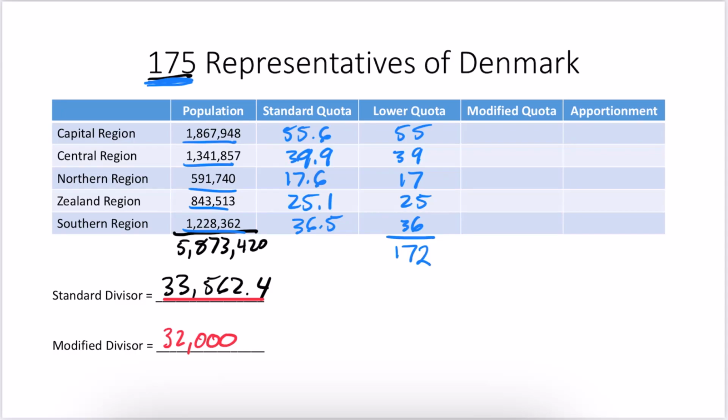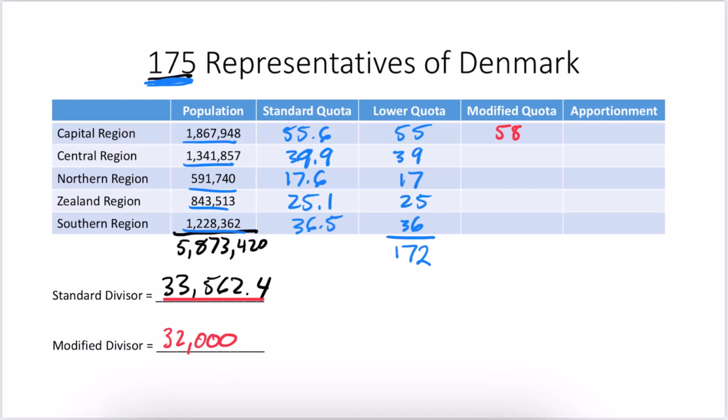So if I take the capital region of 1,867,948 and divide by 32,000, I end up with a modified quota of 58 when I round the decimal down. There is a decimal part to it, but you can't have a decimal of a representative, so I'm just going to round that decimal down. And then I'll do the same thing for the central region.